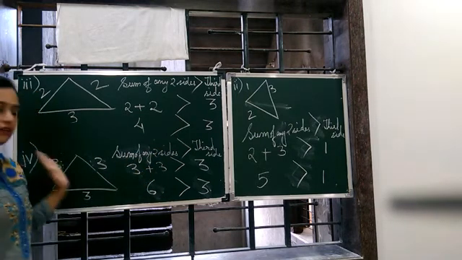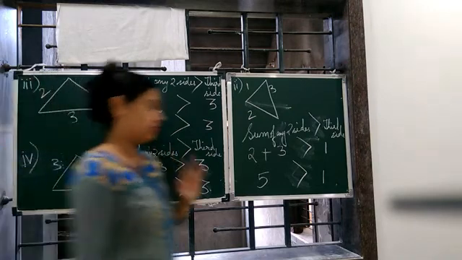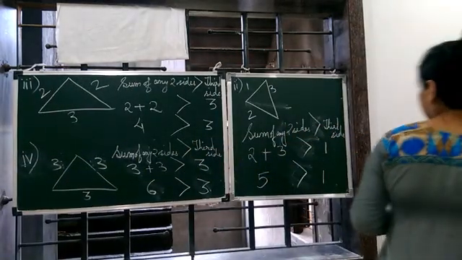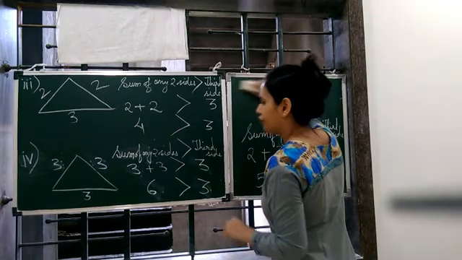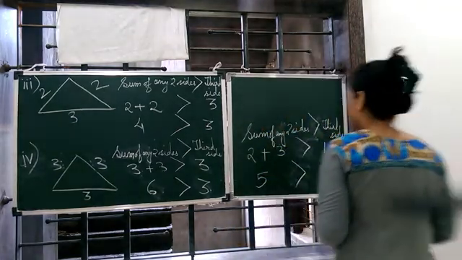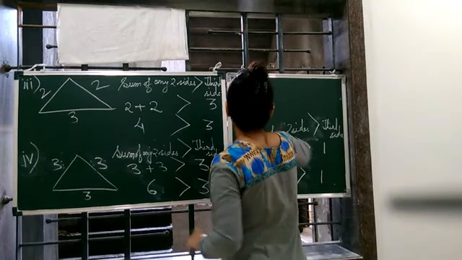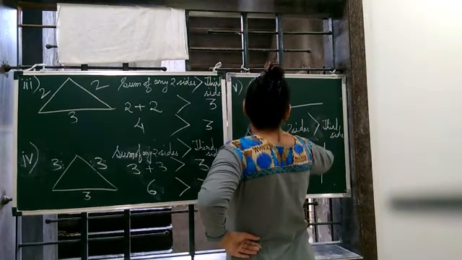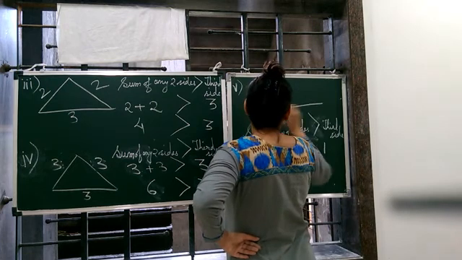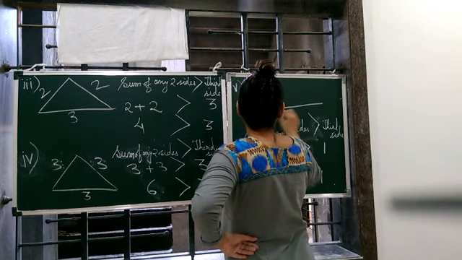Always greater than the third side. Greater or equal, but not smaller. Now, the fifth one. 6.